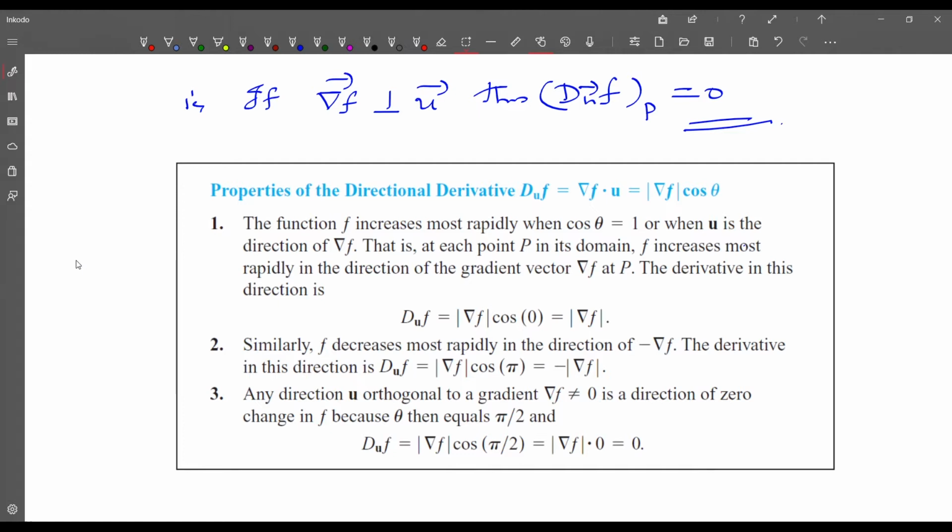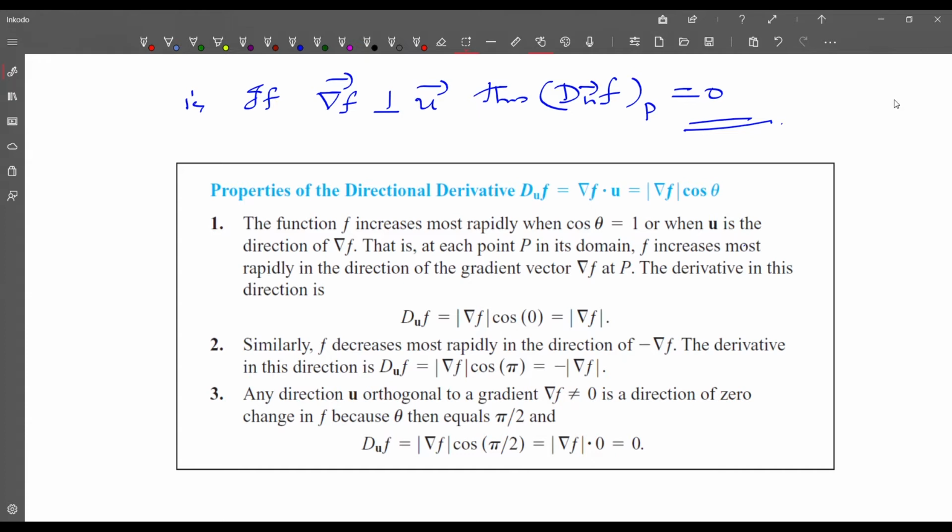Similarly, f decreases most rapidly in the direction of minus del f. The derivative in this case is D_u f equal to modulus of del f into cos pi, so that is minus modulus of del f. Any direction u orthogonal to the gradient del f, where del f not 0, is a direction of zero change in f, because theta equal to pi by 2, and D_u f is modulus of del f into modulus of u into cos pi by 2, and you know modulus of u is 1, therefore it is modulus of del f into 0, so that is equal to 0.